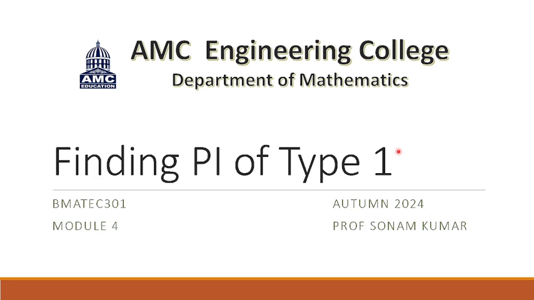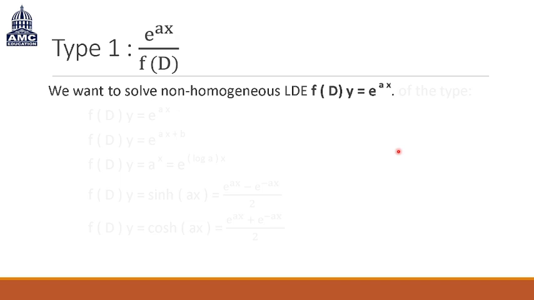So in this video we are going to learn the algorithm of finding the particular integral of type 1. Alright, so the particular integral of type 1 is e raised to the power ax divided by f(D). Remember, this f(D) that you see in the denominator is essentially the left hand side of our auxiliary equation, where D is our differential operator with x as the independent variable, d by dx.